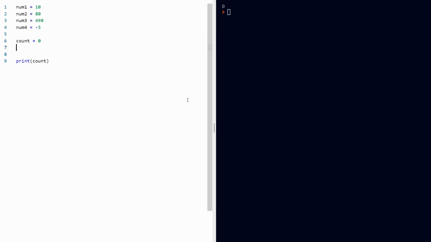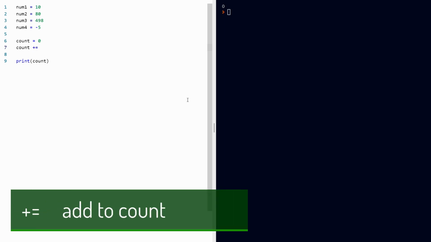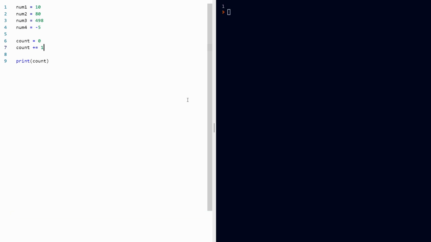Now let's do some more things with that count variable. Let's say that in your program you want to add something to the value of count. Well, we can do that very simply by putting the name of the variable plus equals. So let's add a 1. If I run that again, we can see that count is now 1. Let's add another value. Let's add 10 this time. And now we can see the value is 11.